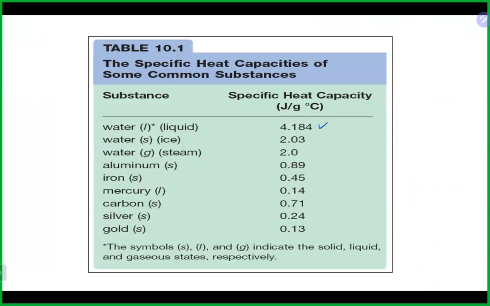You can see ice, which is the solid version, is 2.03, and water in the gas state is 2. So this also brings up a really good idea: you want to make sure you grab the value for the correct state. I would say most of the time water is going to be liquid, but it may not always be. So if you're dealing with ice or steam, you have to use the proper specific heat capacity. Again, water has a very high specific heat capacity.